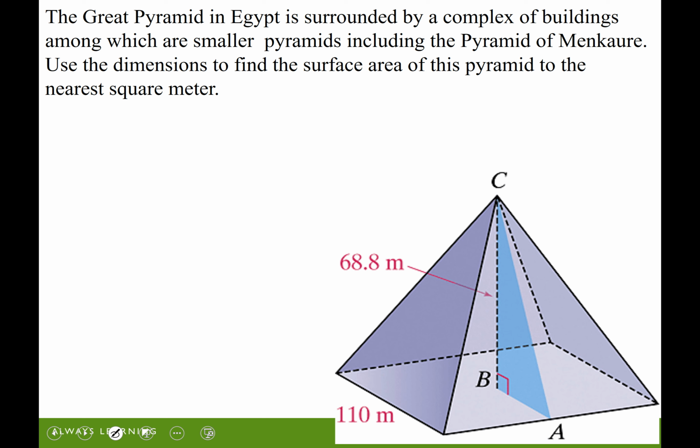All right, so this has clearly been scaled down. We have the pyramid here. It has 68.8 meters as its, well, let me ask you guys, do you think this 68.8 is the height of that pyramid, or do you think it is the slant height of that pyramid? If you said height, you got it right.